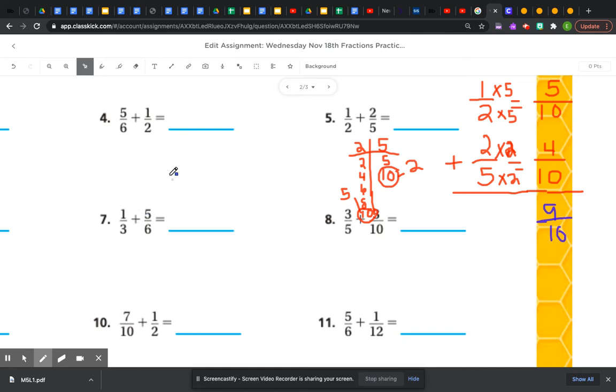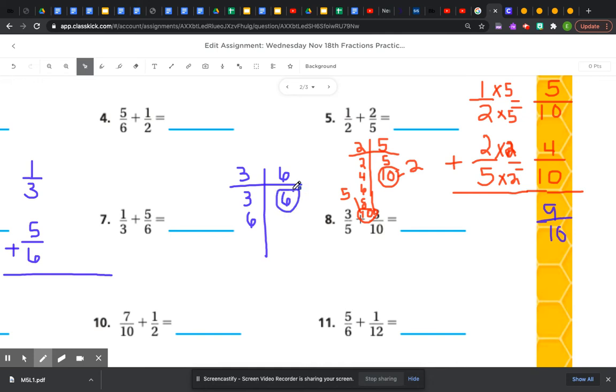All right, I'm going to do this next problem here. So we have 1/3, and we have 5/6, and we're adding. We're going to make our T-chart with 3 and 6. 3 times 1 is 3. 3 times 2 is 6. I stopped there. 6 times 1 is 6. So we're going to turn both of our denominators into 6s. All right. So they're both going to be 6s.